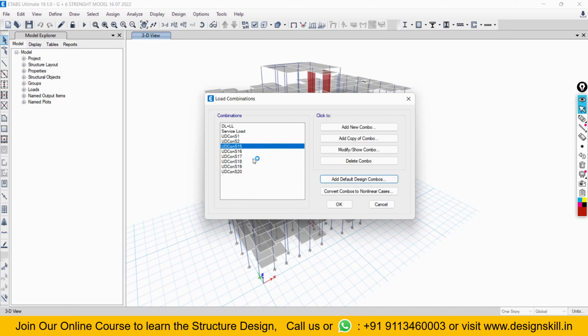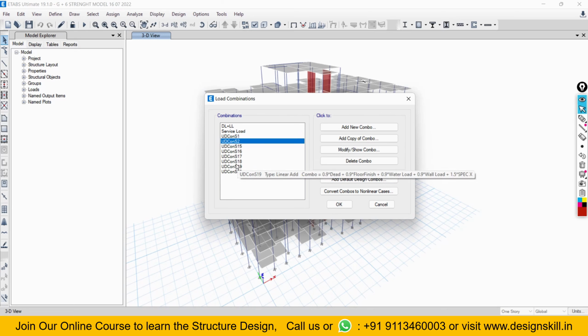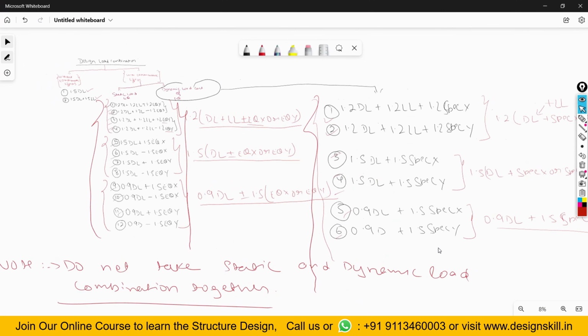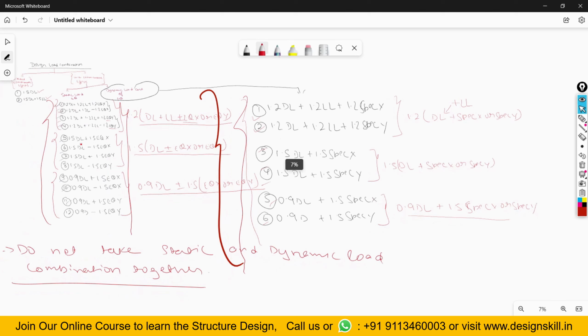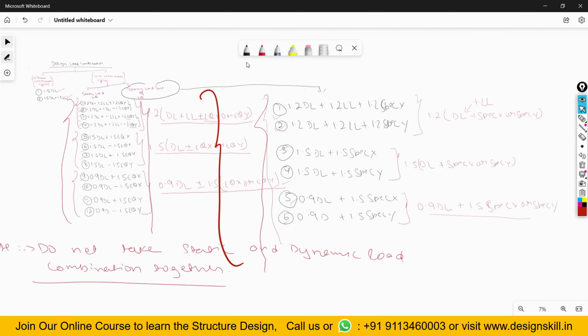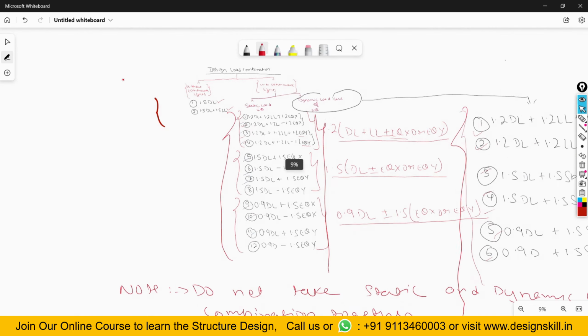Now you can see that we are left with a few load combinations, which are UDCON 1, UDCON 2, and UDCON S15, 16, 17, 18, 19, 20. If you count from 15: 1, 2, 3, 4, 5, 6, so there will be 6 load combinations. The 6 dynamic load combinations will be these, plus 2 more load combinations without the earthquake load. The first 2 will be of this one, and the rest of the 6 will be dynamic load combinations.